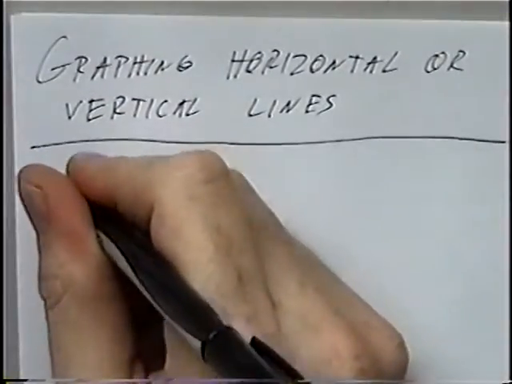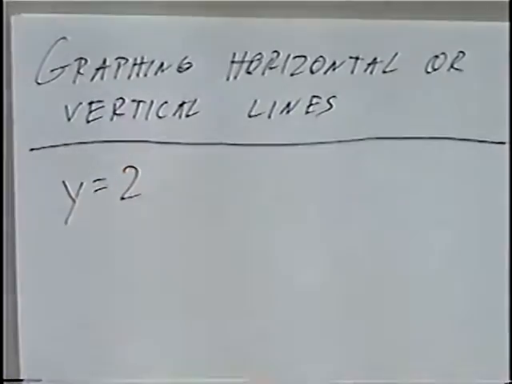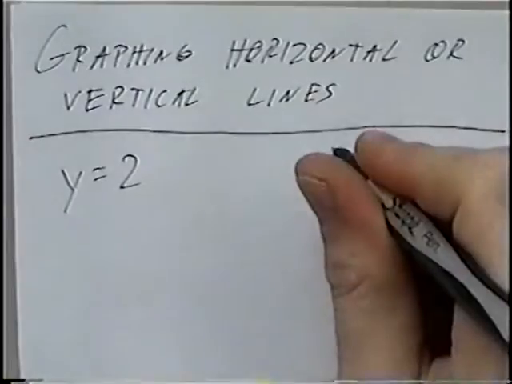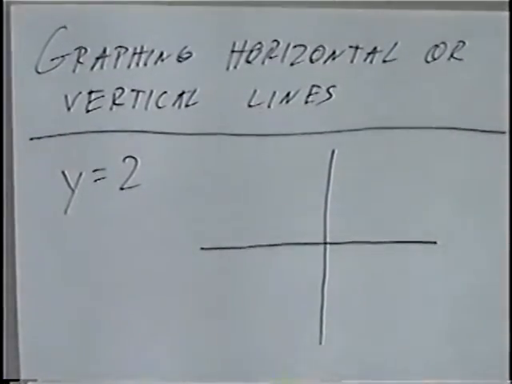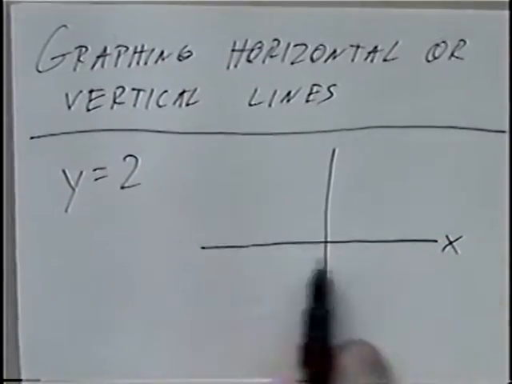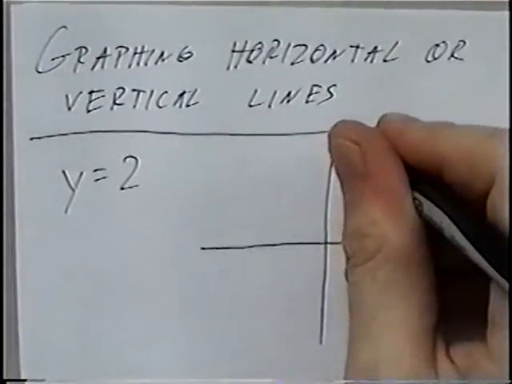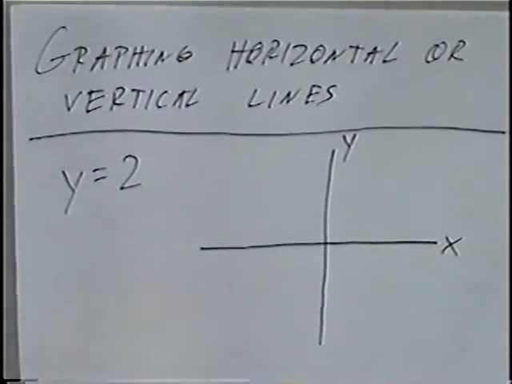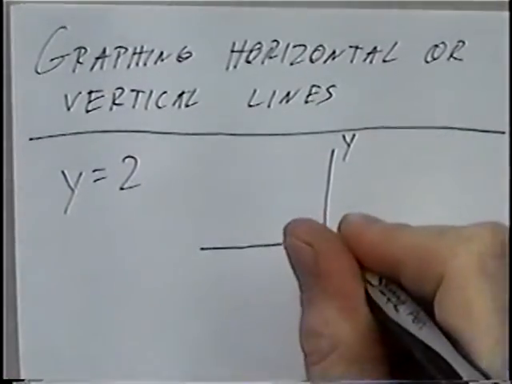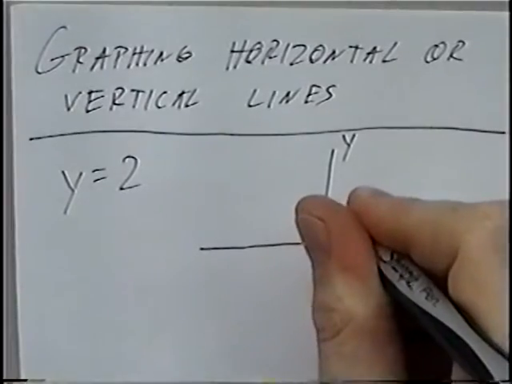First equation is y equals 2. To graph this, we can draw a XY axis. The x-axis, again, goes left to right or horizontally, and the y-axis goes up and down or vertically. If we have y equals 2 on the y-axis, we can go up 2 spots and put a point at y equals 2.